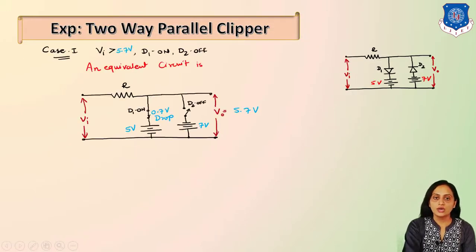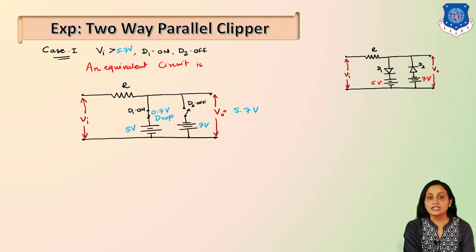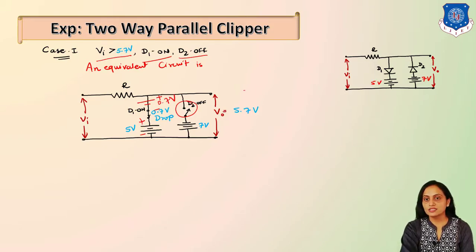So case 1, Vi is greater than 5.7, D1 on, D2 off. So D1 is shown with the 0.7 volt drop, and this drop if we draw, then it will be shown with a battery like this, plus minus, and here it is plus minus. So D2 is off, and that is why we can say plus minus, this is 0.7 volt, plus minus, that is 5 volts. So we can say it is plus minus 5.7 volt.